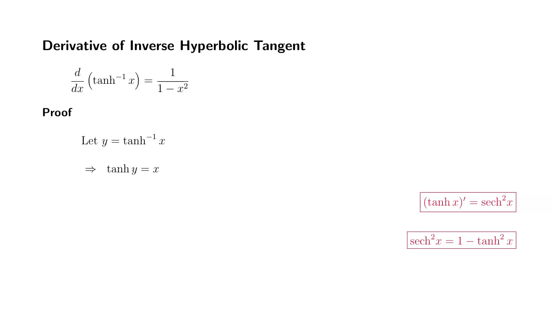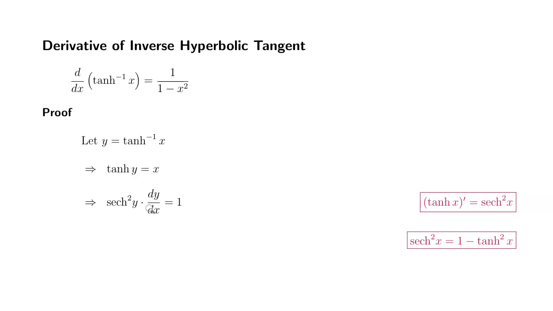Now we know how to take the derivatives. So I'm going to take the derivative of both sides of the equation with respect to x. Remember that the derivative of hyperbolic tangent is hyperbolic secant squared. But since we're taking a derivative with respect to x, we have to use the chain rule, so multiply by dy over dx, which is exactly what we're looking for. And the derivative on the right-hand side is going to be 1. The derivative of x with respect to x is 1.